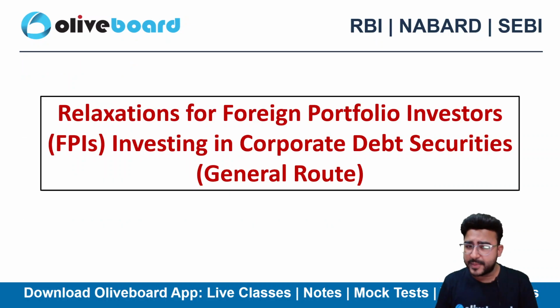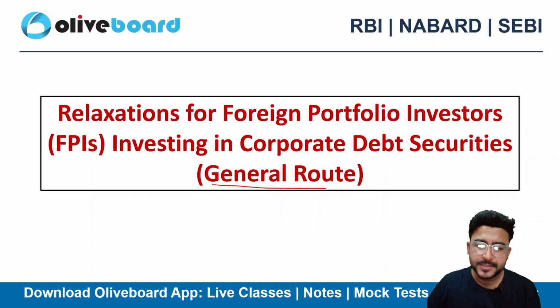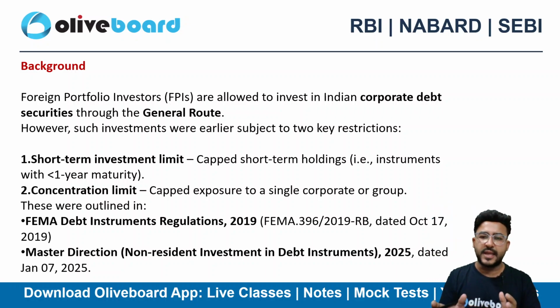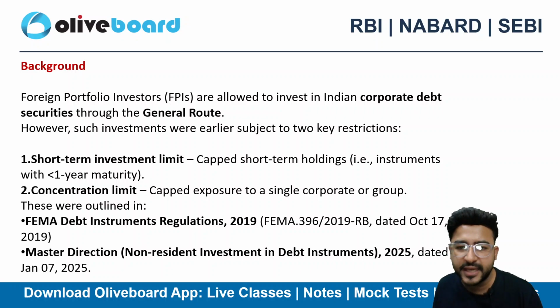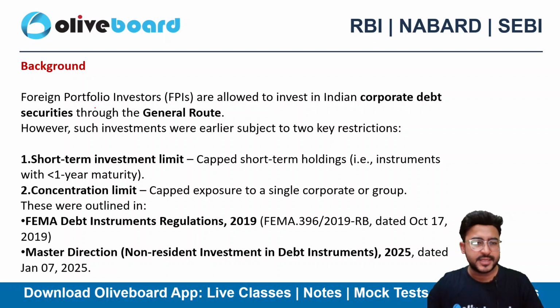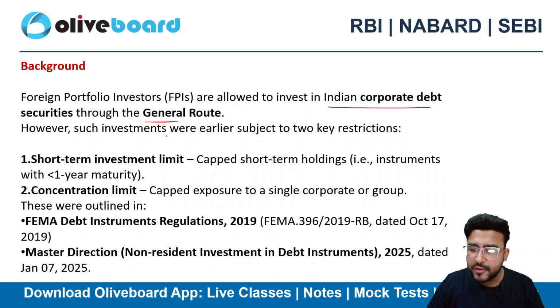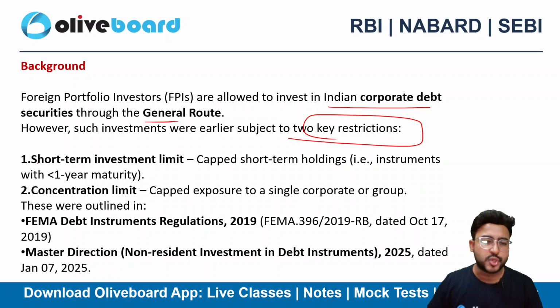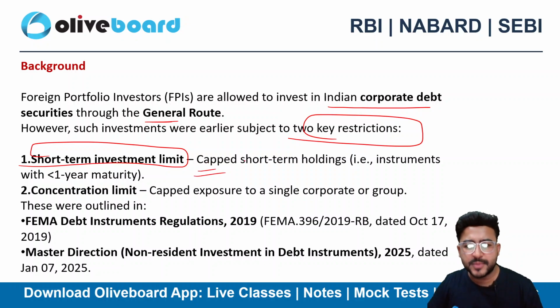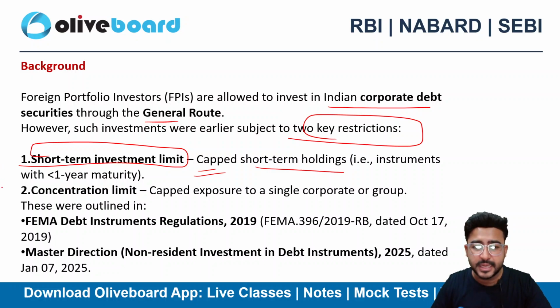Next is relaxation of FPI investing in corporate debt securities, only specific to the general route, okay? I think a few months back we discussed the FPI limits in corporate debt securities. We have studied multiple routes like the general route, the freely accessible route and so on. So the background here is FPIs are allowed to invest in Indian corporate debt securities through the general route. However, there were some restrictions, like a short-term investment limit. It was capped. What do you mean by short-term holding? Less than 1 year maturity is obviously a short-term holding. There was a concentration limit as well.